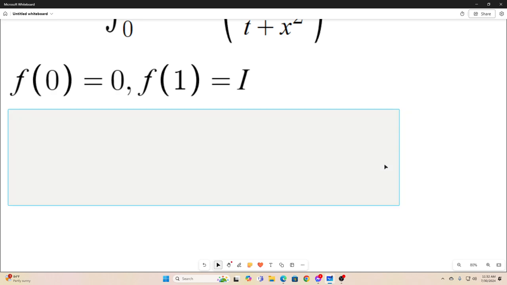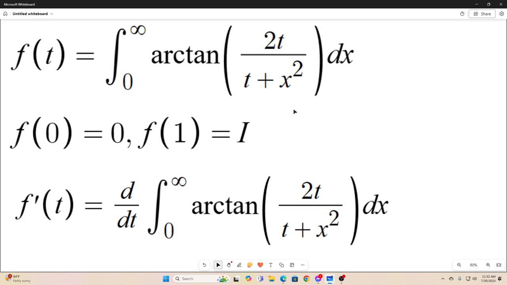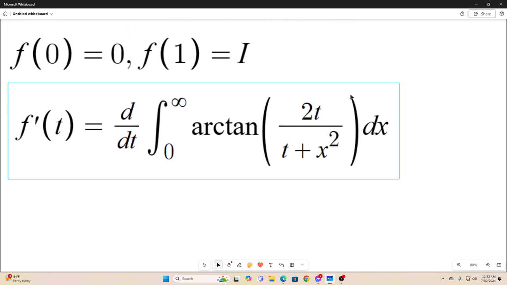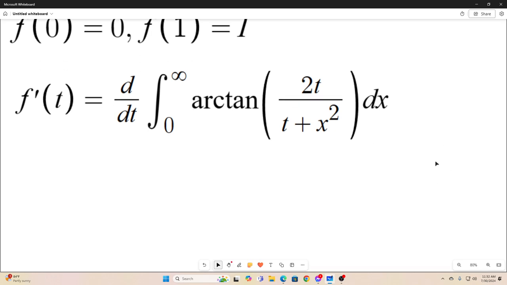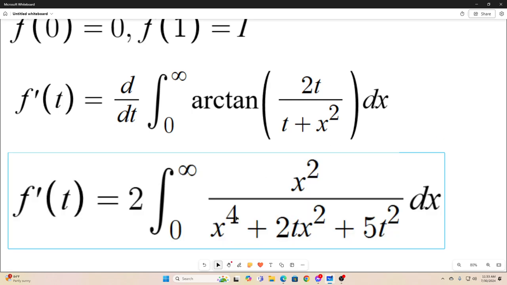Okay. So next, we use the Leibniz rule for differentiation under the integral sign to take a derivative with respect to t of our f of t. And that can be accomplished by simply taking the partial with respect to t of the integrand and leaving the rest alone. So after you take that derivative, this is what you have. So this is our f prime of t.